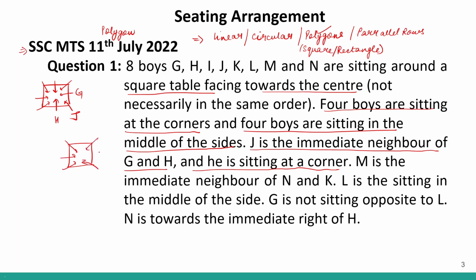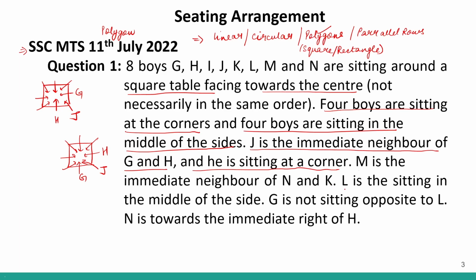So 8 people facing towards the center. J is sitting at the corner. Let's say H is over here and G is over here. It is not given to us clearly, correct? So let's say H is over here and G is over here. M is the immediate neighbor of N and K. Let us hold this information.